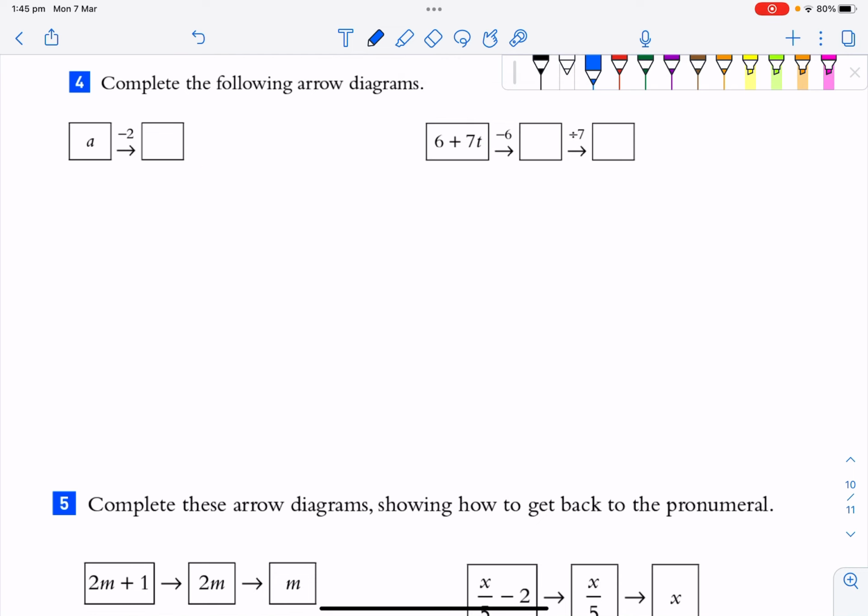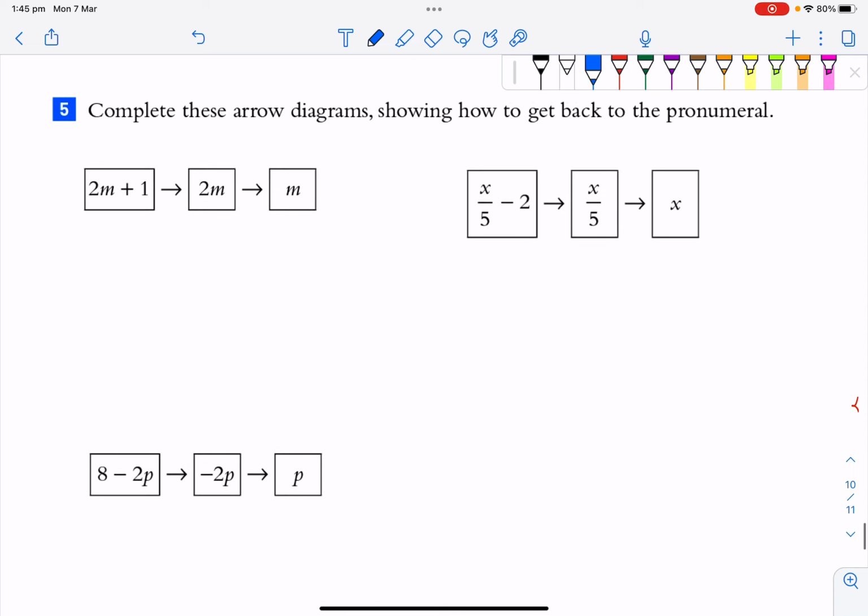All right, so starting here, A, you can see they've told us -2, so we're going to end up with A -2. Look here, 6 plus 70, we're going to -6. That means the 6 here is gone. So then we're left with 70. And then look here, we're going to divide by 7. So that 7 there will disappear, and we're going to be left with T. That's how you're going to complete question 4. Just follow the instructions as they tell you.